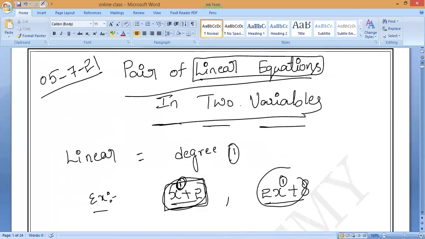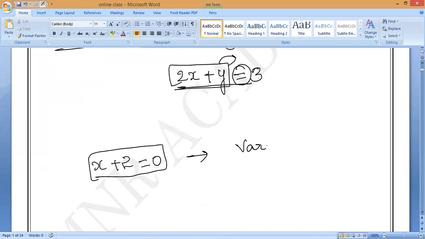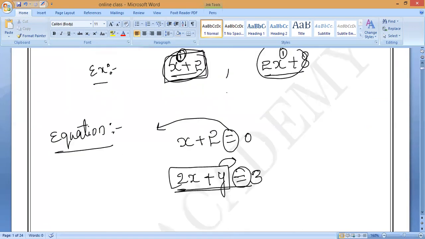Pair of linear equations in two variables. x plus 2 equal to 0. How many variables here? This is one variable, that is x, correct? But in this chapter, we want two variables. Two variables. Do you understand?